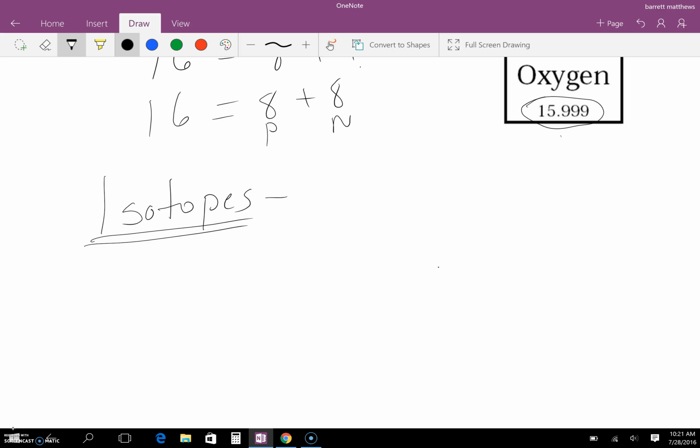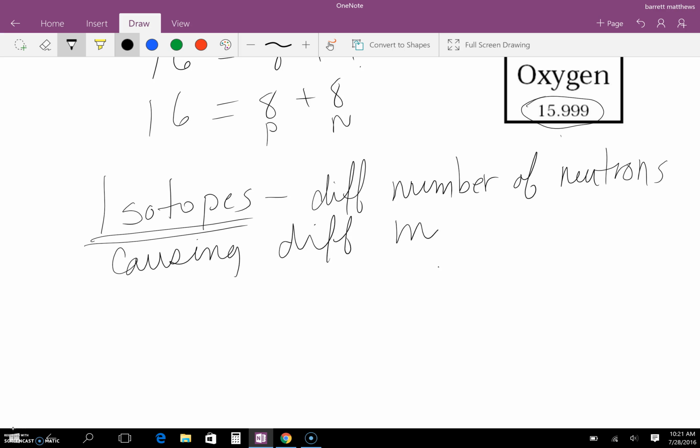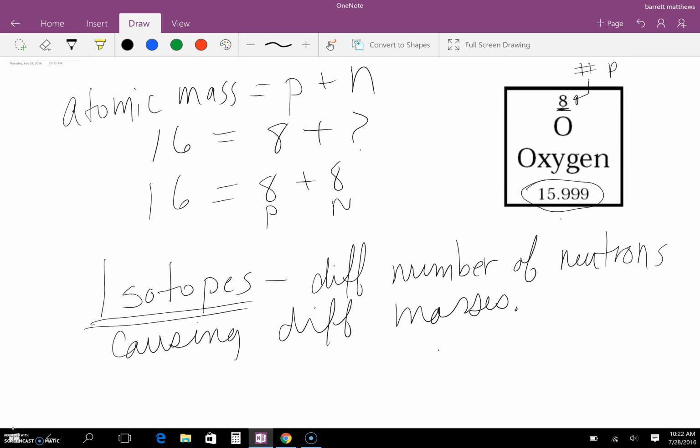Every element is going to have an isotope for the most part. Isotopes contain different numbers of neutrons. This causes them to have different masses. So it's the exact same element, it just has a different mass. The only thing that changed is the number of neutrons, which then changes the mass.